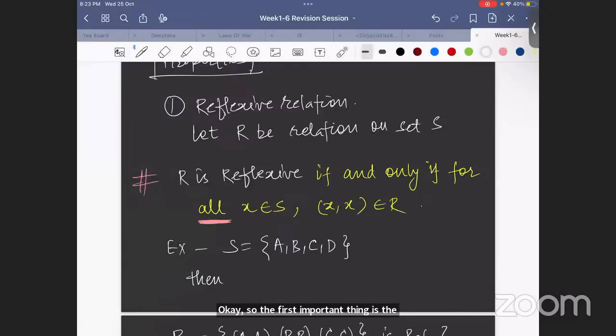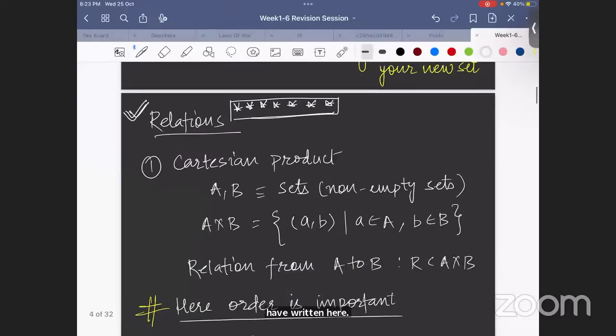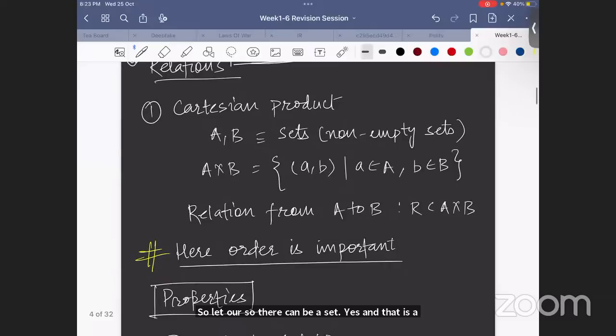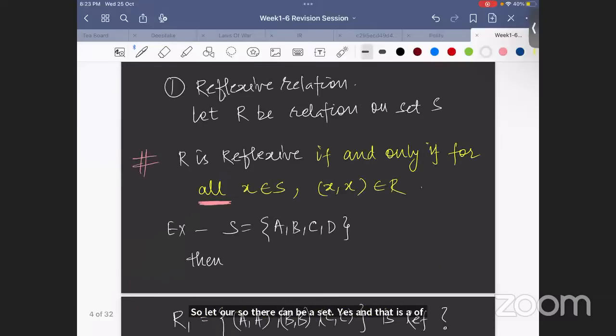Each word is important, whatever I have written here. Let there be a set S, which is a Cartesian product of some A cross B, and you need to check whether the given R is a relation on set S or not. For the reflexive relation, this word is very important: R is reflexive if and only if for all X belonging to the set S, for each value, XX should be present in R.